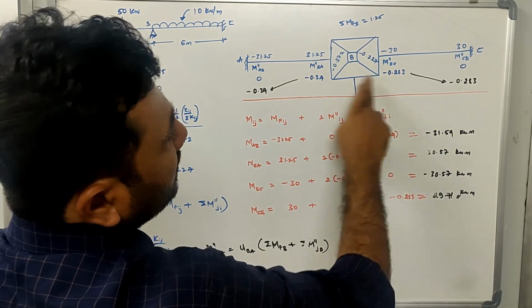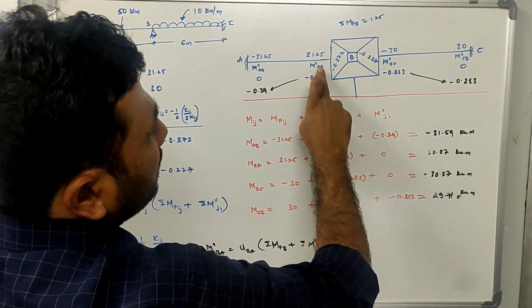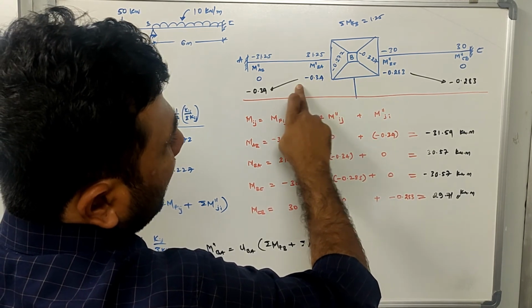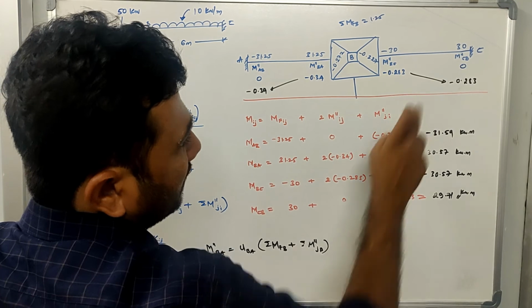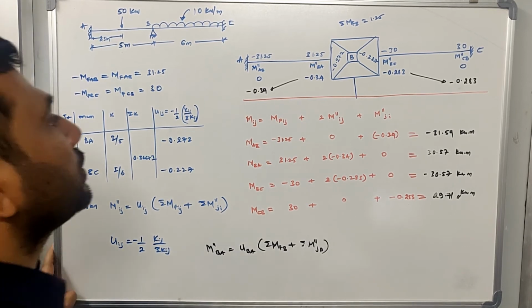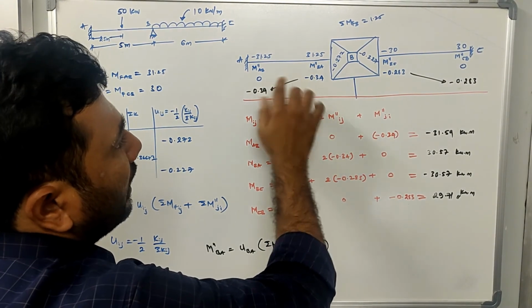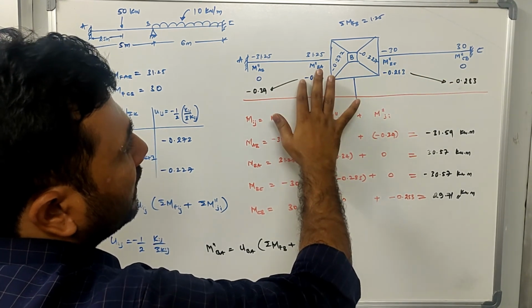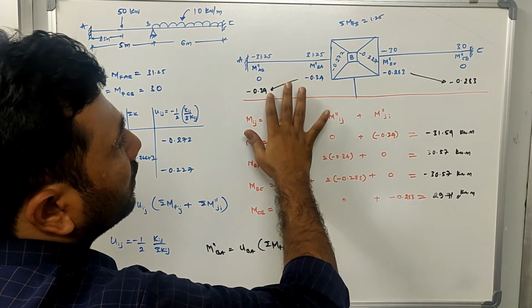So these are the rotation moments at joint B. This is the rotation moment at BA, and this is the rotation moment at BC. So this is the first step that you have to carry out. Once this is done, the next step is to carry over. These are the values of rotation moments. Next we carry over to the other end.